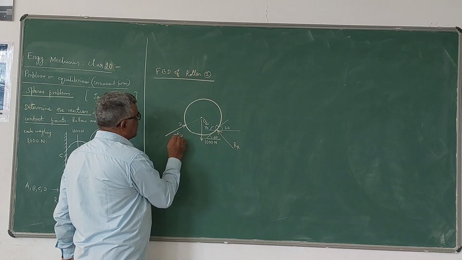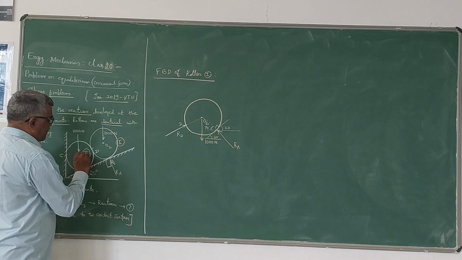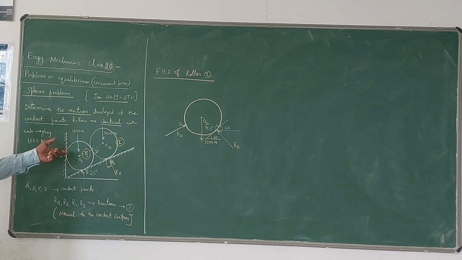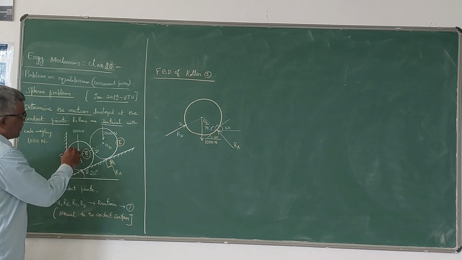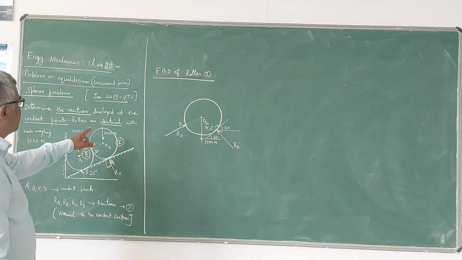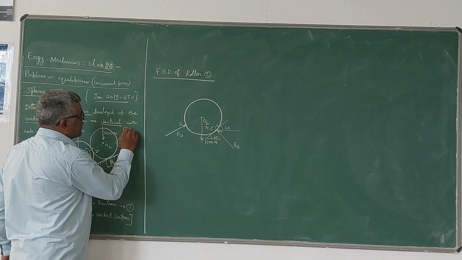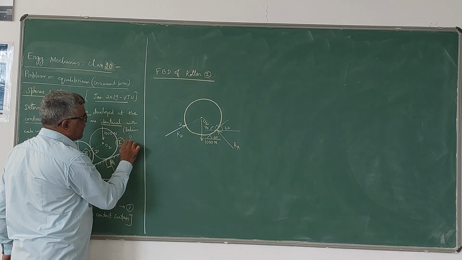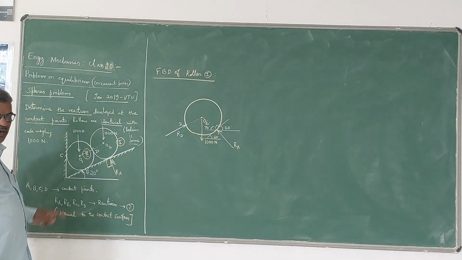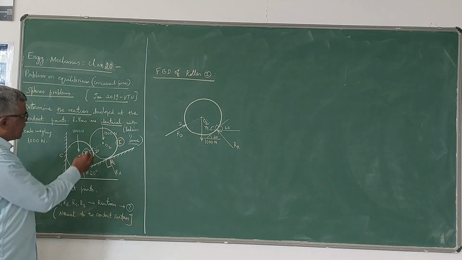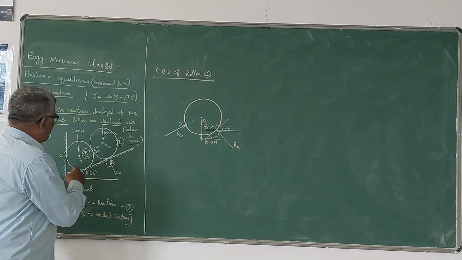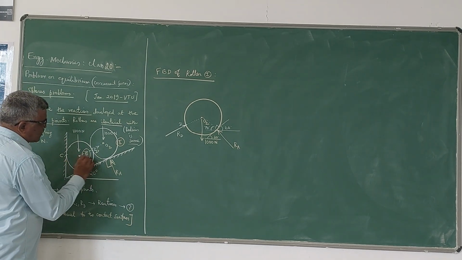RD is the reaction. Of course, if you join this, because these two are identical spheres or rollers, identical rollers, the radius will be the same. Radius of both the rollers will be the same. That is the meaning: identical means radius is the same or diameter is the same. So when the radius is the same, if you join the centers of gravity of the two rollers, that line will be parallel to this inclined plane. Definitely, it will be parallel to that.